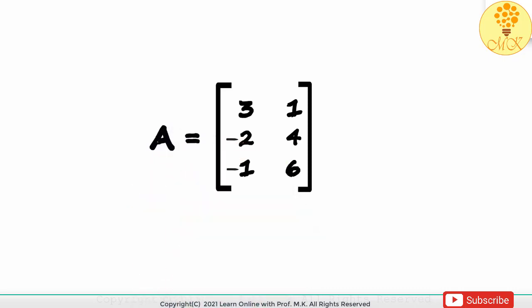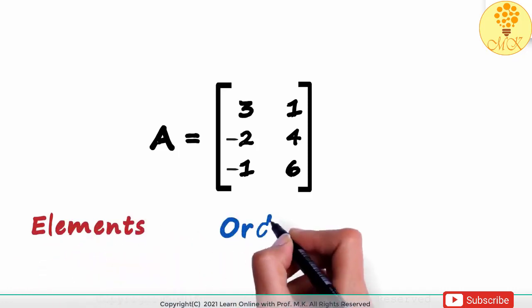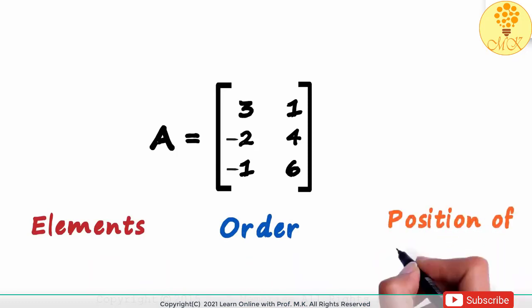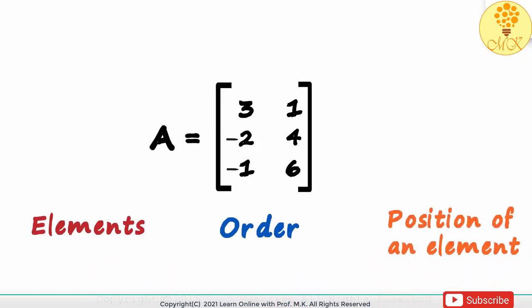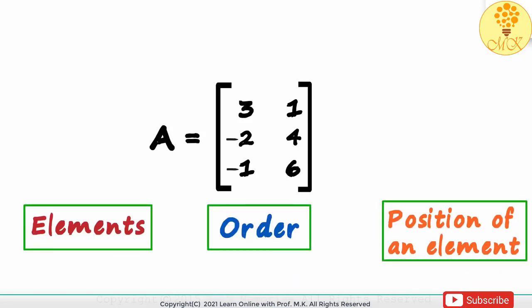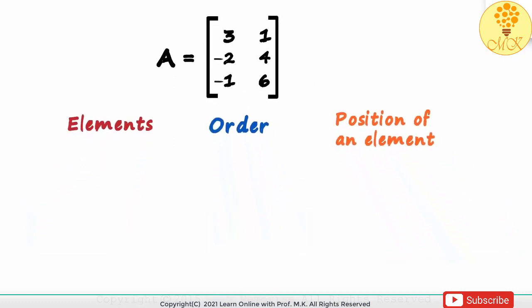Now there are a few super basic things we need to know about every matrix. Just 3 things. First, what are the elements in the matrix? Second, what is the order of the matrix? And third, what is the position of an element in the matrix? Just 3 things: elements, order, and position of every element. Let's zoom out and understand each of them in detail.